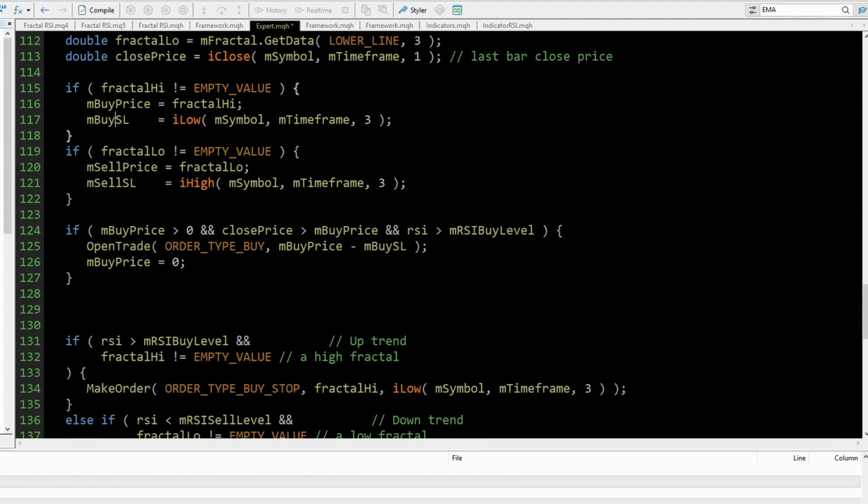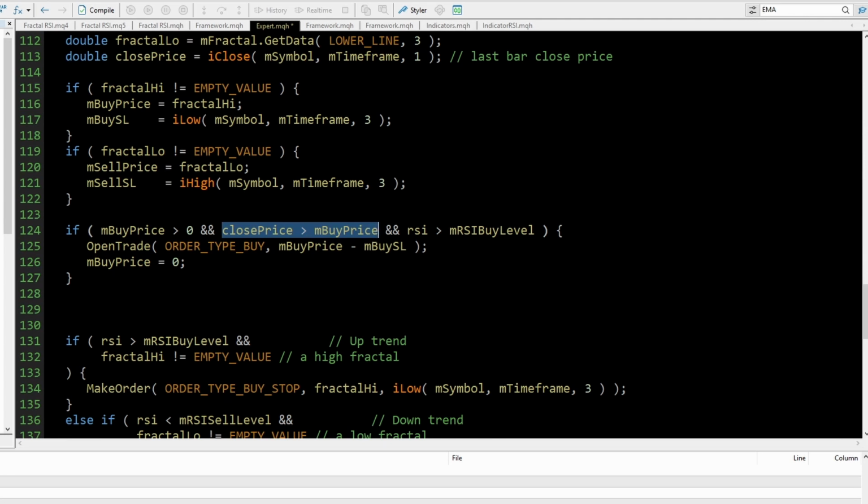Now I could just as easily here have calculated that distance when I captured these. Instead I've captured both the buy price and the buy stop loss just for a bit of added flexibility, which I'm actually not using. So in good practice I would be removing these and simply capturing that difference. But I do need the buy price anyway because I'm checking to see if the close is above that.